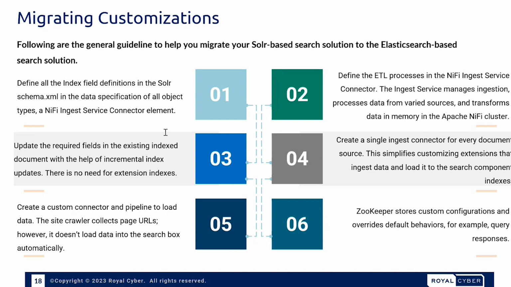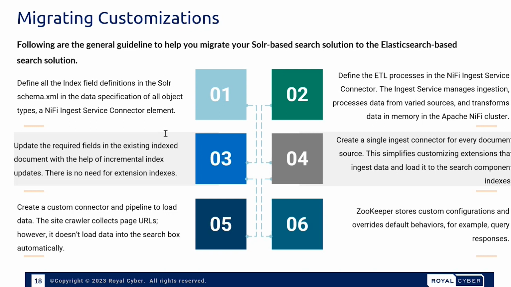Now, with the ability of incremental index update, it is possible to update only the desired fields in any existing index document. Limitations of extension indexes, including the inability to perform sorting, faceting, and grouping, are now lifted with HCL Commerce 9.1 with the Elasticsearch based search solution. This is due to the fact that all fields are now in the same product index.